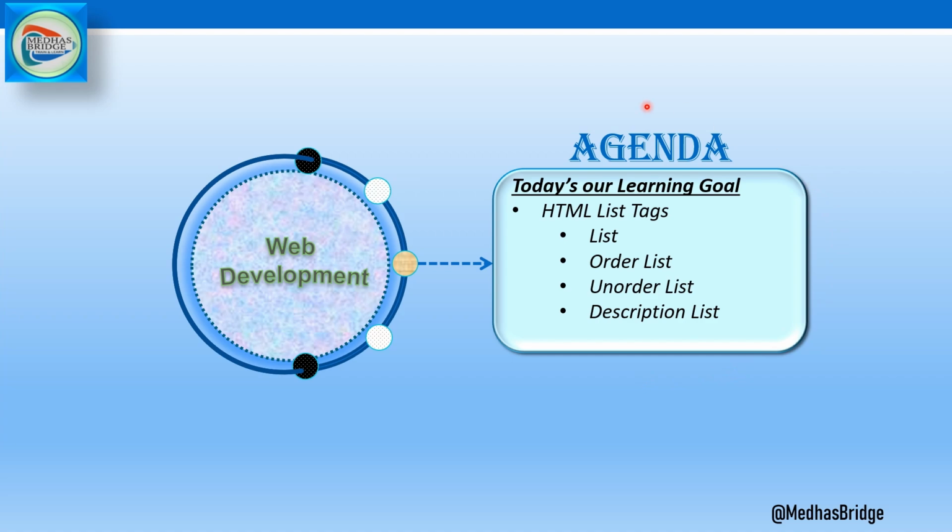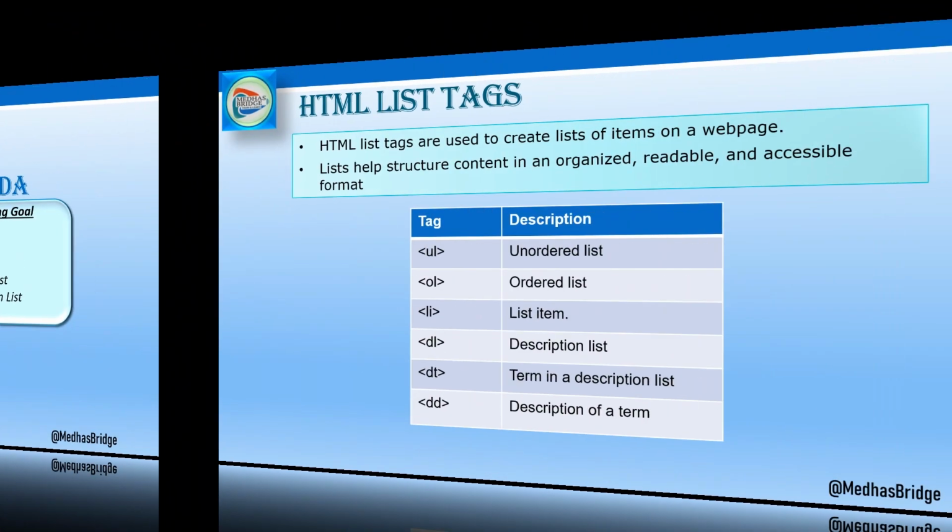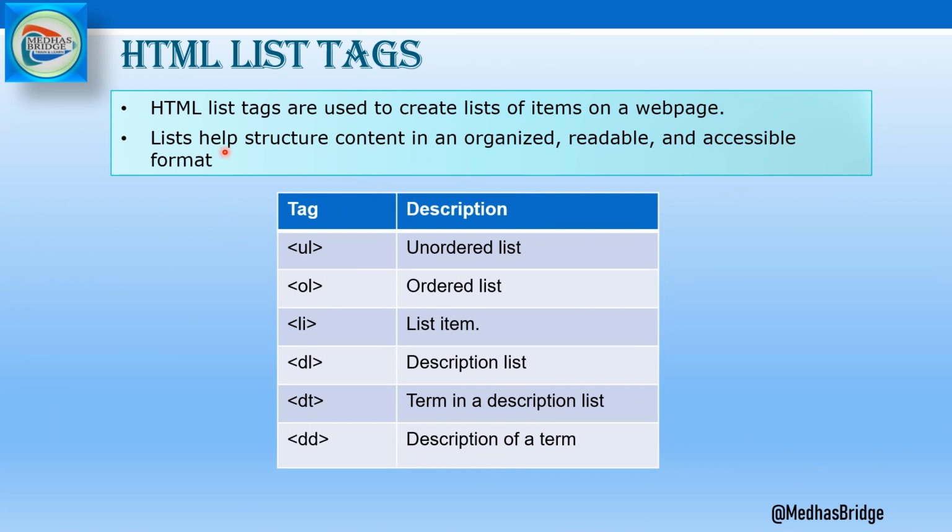Here is our today's learning agenda. List tags are used to create a list of items on a web page. On a web page, if you are trying to display a list, that is where you use list tags. What is meant by a list? Let's say, for instance, all the courses offered by a university. A list of all the courses offered by the university.